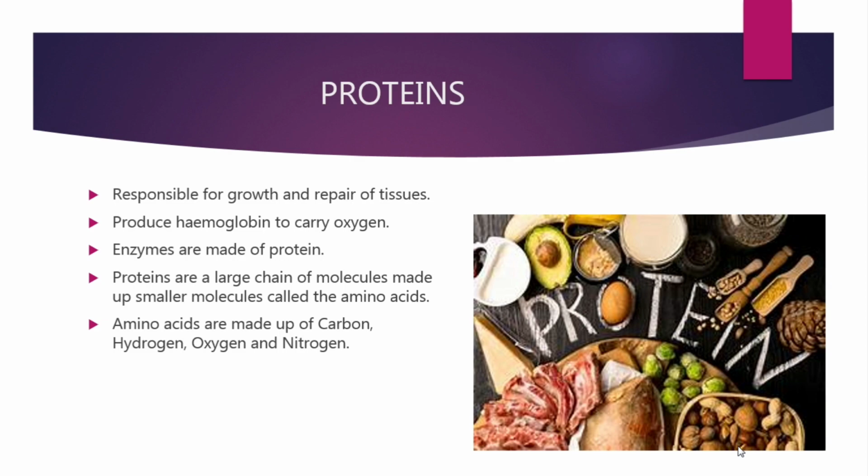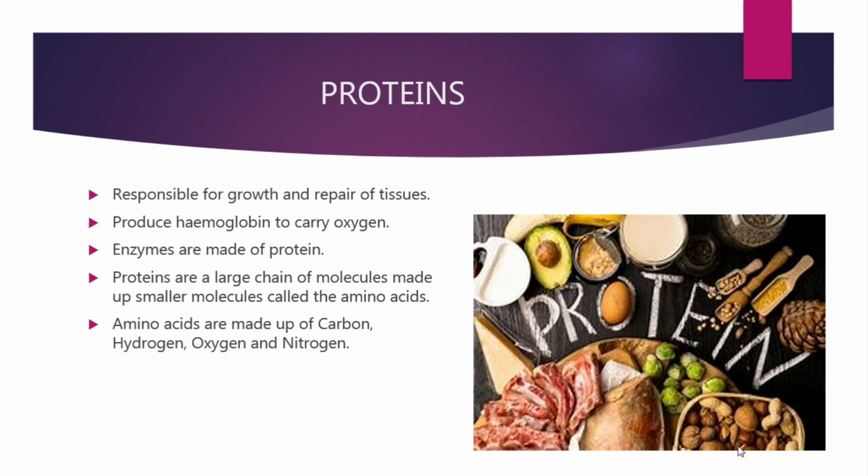So the next component in our diet is protein. Protein is responsible for the growth and repair of tissues. Protein also produces hemoglobin to carry oxygen. Hemoglobin is present in a red blood cell, as we are well aware. Oxygen readily combines with hemoglobin to form oxyhemoglobin, and then the red blood cells move all across our body and supply our cells, muscles and tissues with oxygen attached to the hemoglobin.